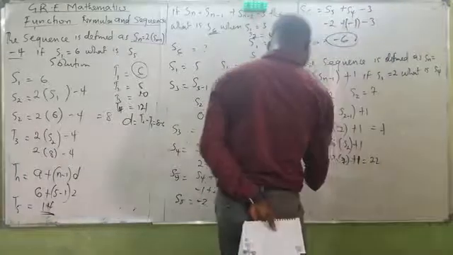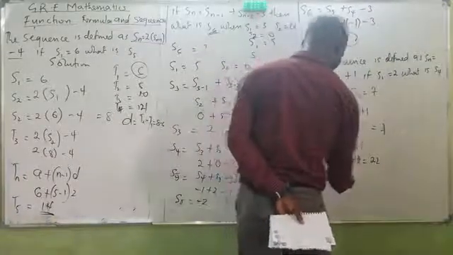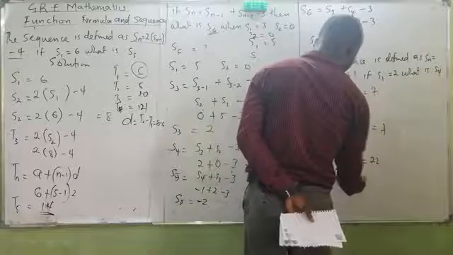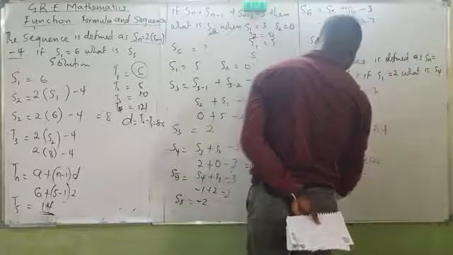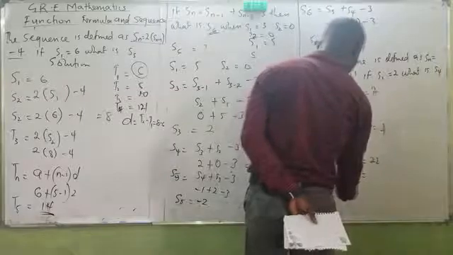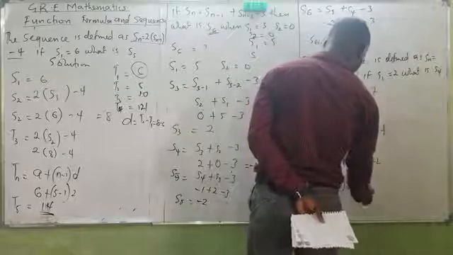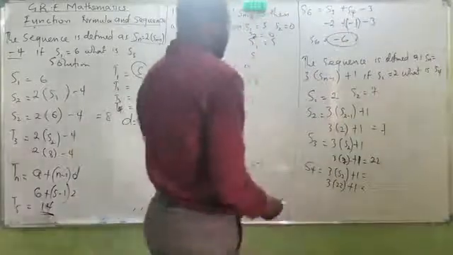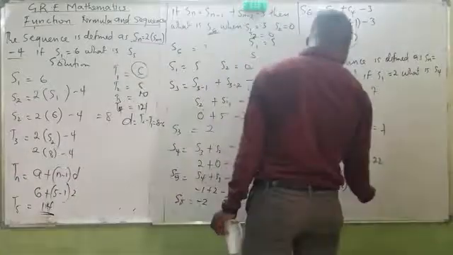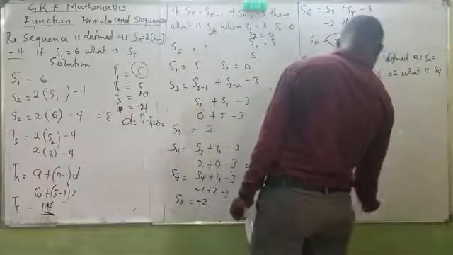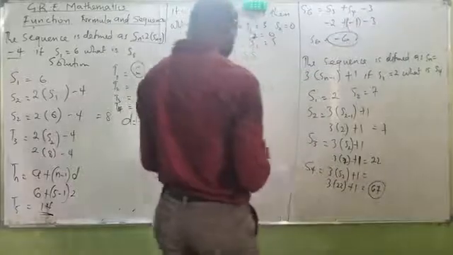Now, my S4 will be equal to 3 bracket of S3 plus 1, which is 3 bracket of 22 plus 1, which is 66 plus 1, that will be 67. Now, that is my answer. 67 is my answer.